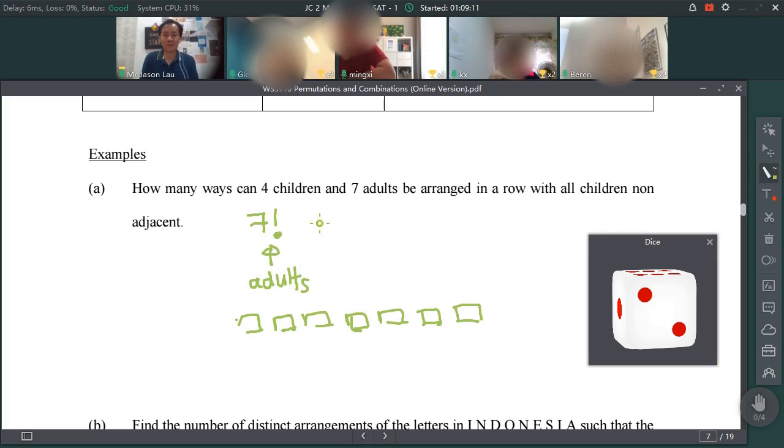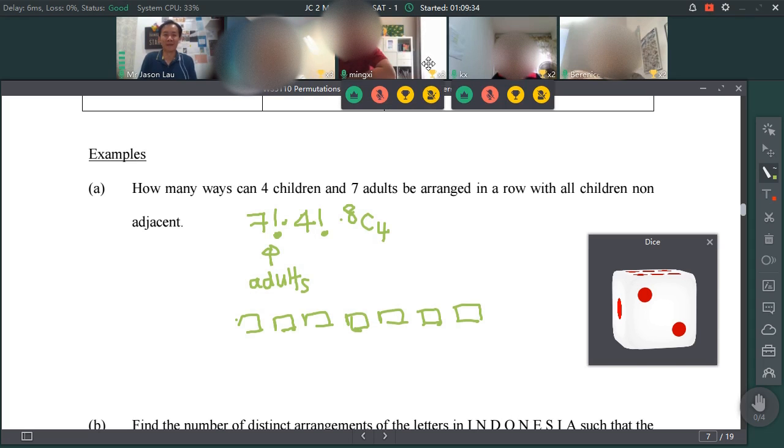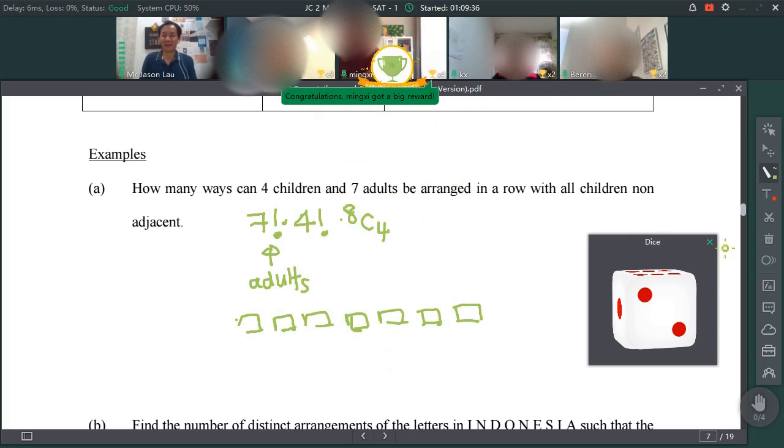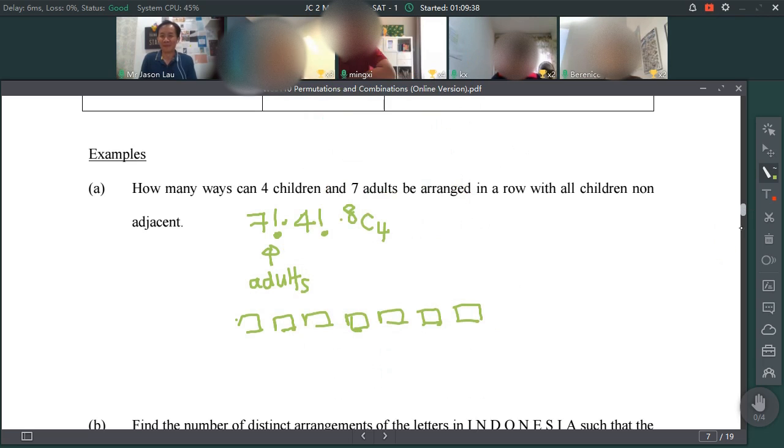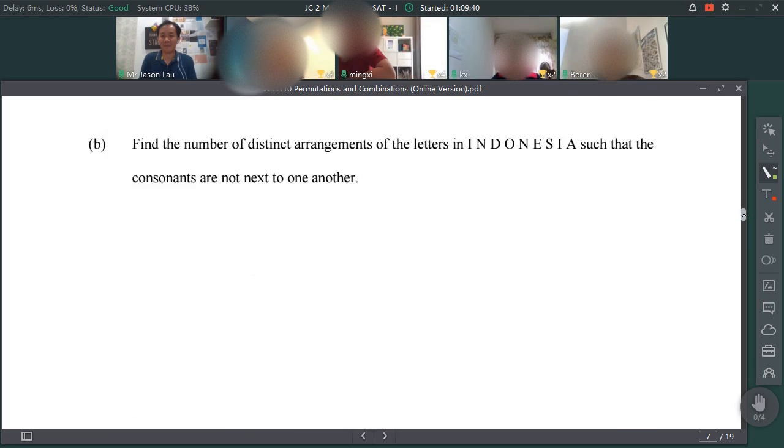Now 4 factorial is part of the process, but there's still something missing. Times the position of the children. Okay. Can any dispute? I think we will pass the bill. Good. Well done. Okay. Can next one.